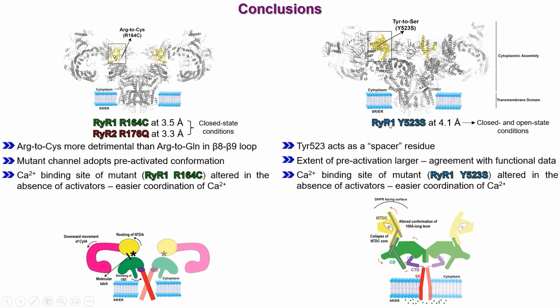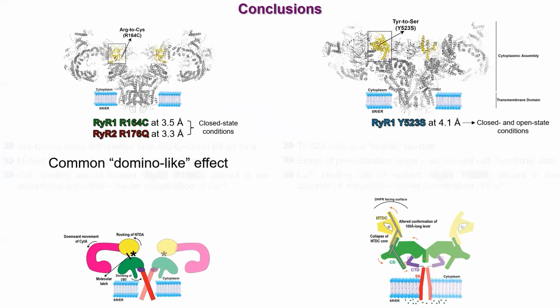For the NTDC mutant, tyrosine 523 acted as a spacer residue. The extent of pre-activation observed was much larger, and this cryo-EM observation is in agreement with already published functional data. The calcium binding site of the Y523S mutation is also altered in the absence of activators, similar to R164C. So while both mutations show a common domino-like effect, the exact molecular mechanism by which they achieve this effect is distinct. And this highlights the significance of studying these single point mutations in the context of full length RyR.